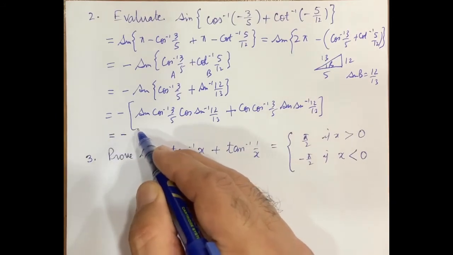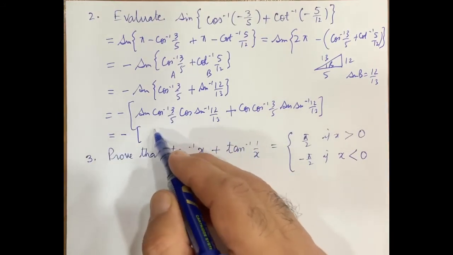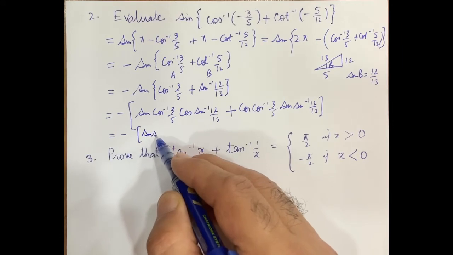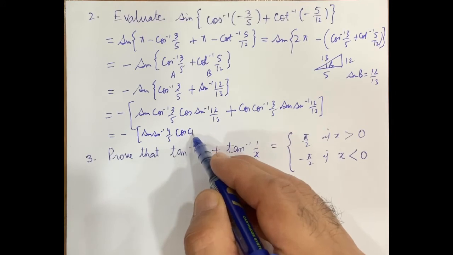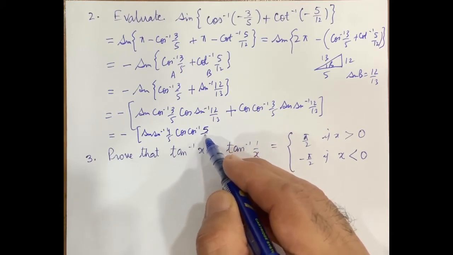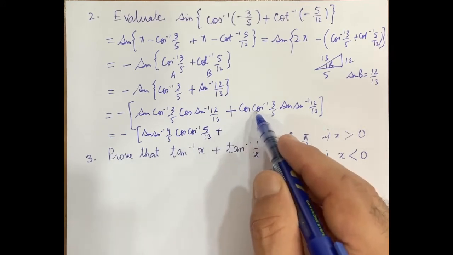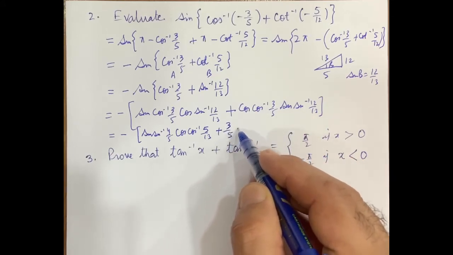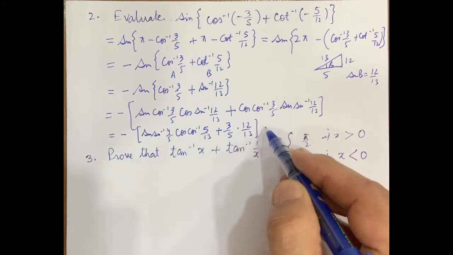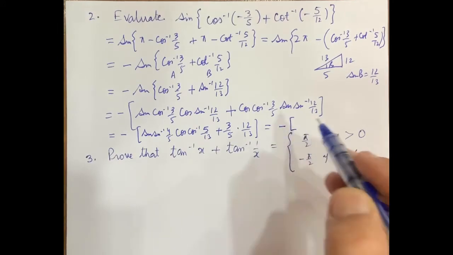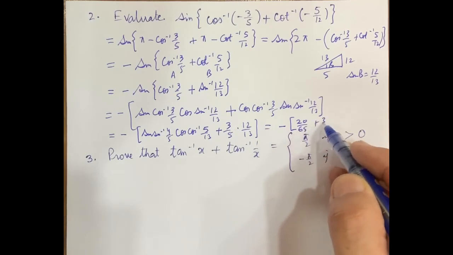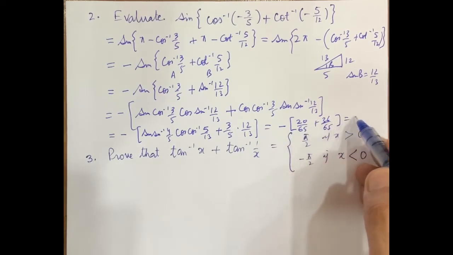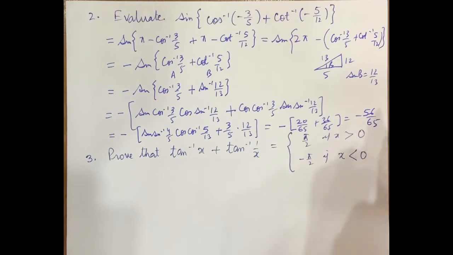So this is minus outside, cos inverse of 3 by 5, this can be written sine inverse of 4 by 5 into cos of, this is cos inverse of 5 by 13. Cos of cos inverse of 3 by 5 is 3 by 5 into this is 12 by 13. This is minus sine outside, 4 into 5, 20 by 65 plus 36 by 65. This is minus 56 by 65. This is the answer to this question.